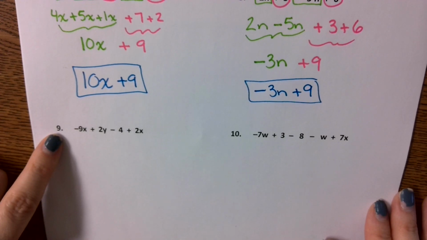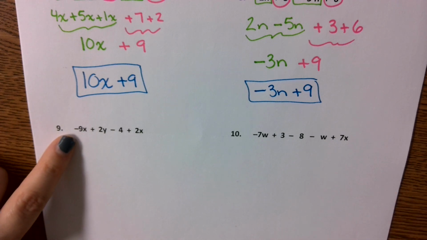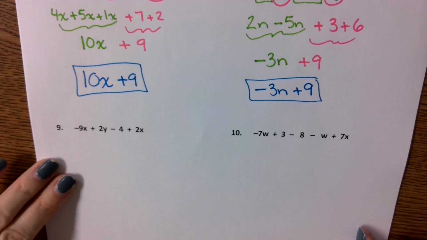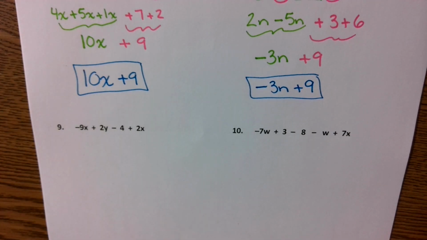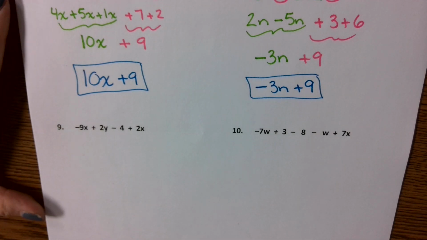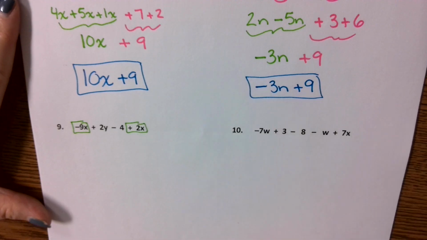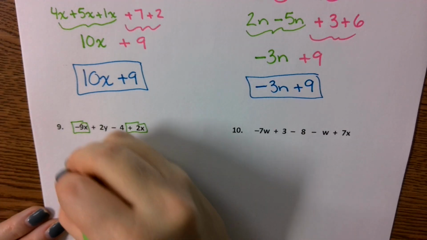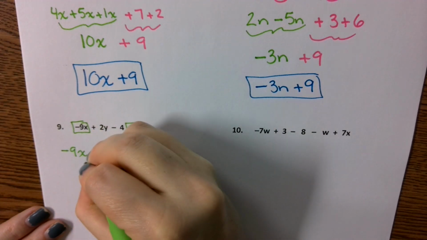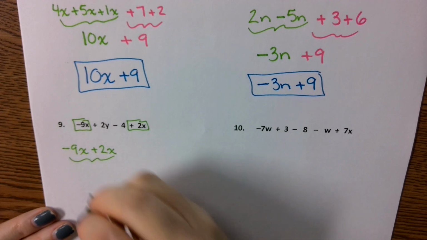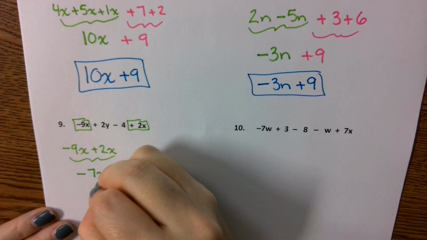Okay, for problem number 9, we've got negative 9x plus 2y minus 4 plus 2x. What's a set of like terms that we have up here? Good. Negative 9x and a positive 2x. There's a set of our like terms. We can combine those together, and that's going to give us negative 7x.